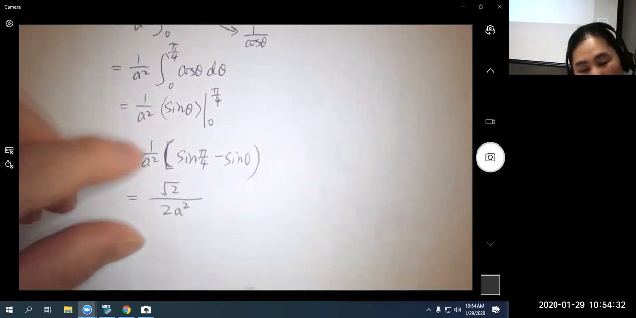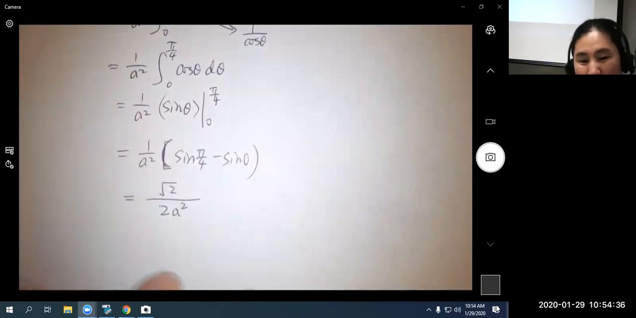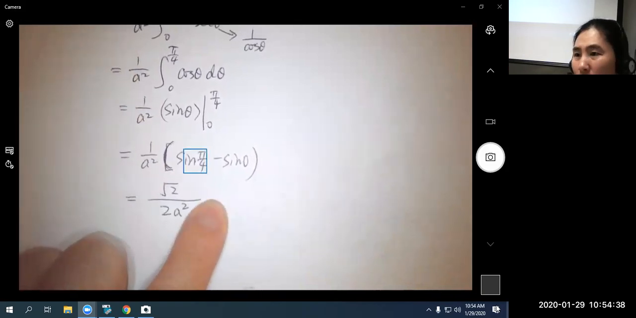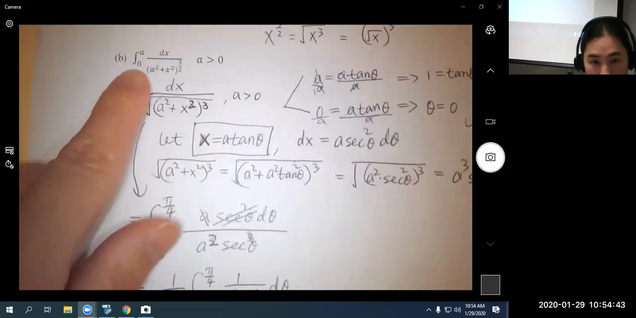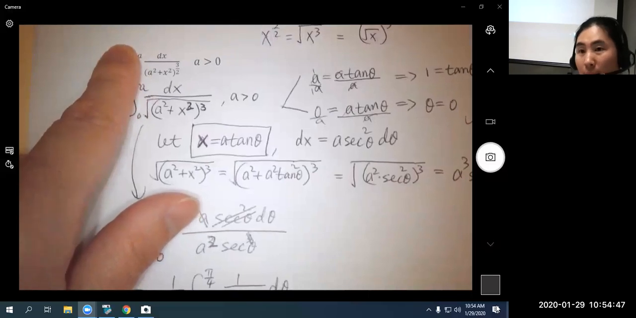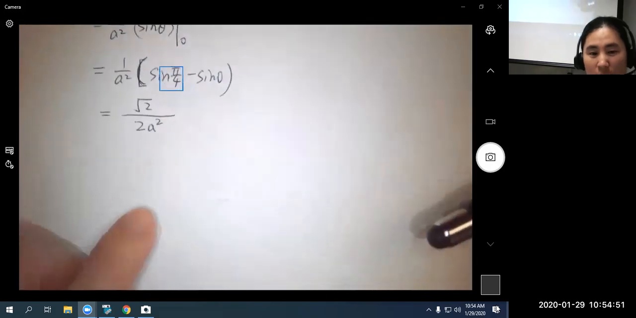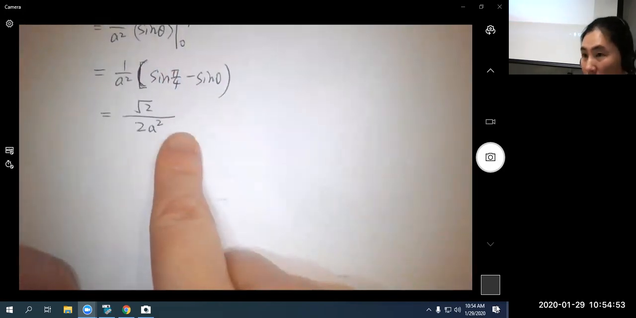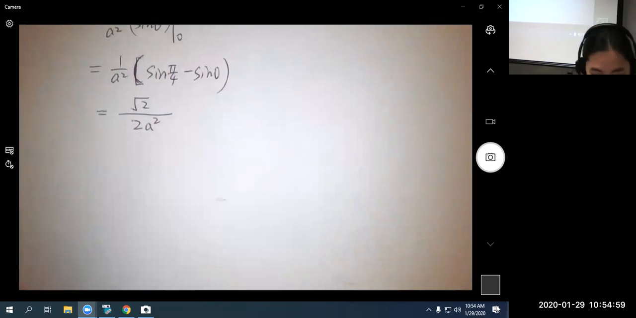Okay, for this question, do we have to change theta back in terms of x or anything? Do we have theta anymore? No. Why is there no theta? Because it's a definite integral. Okay, so we don't have to change theta back. But for an indefinite integral, the answer will be a function in terms of theta, right? We have to change theta back in terms of x. Okay. All right, so this is the second case.